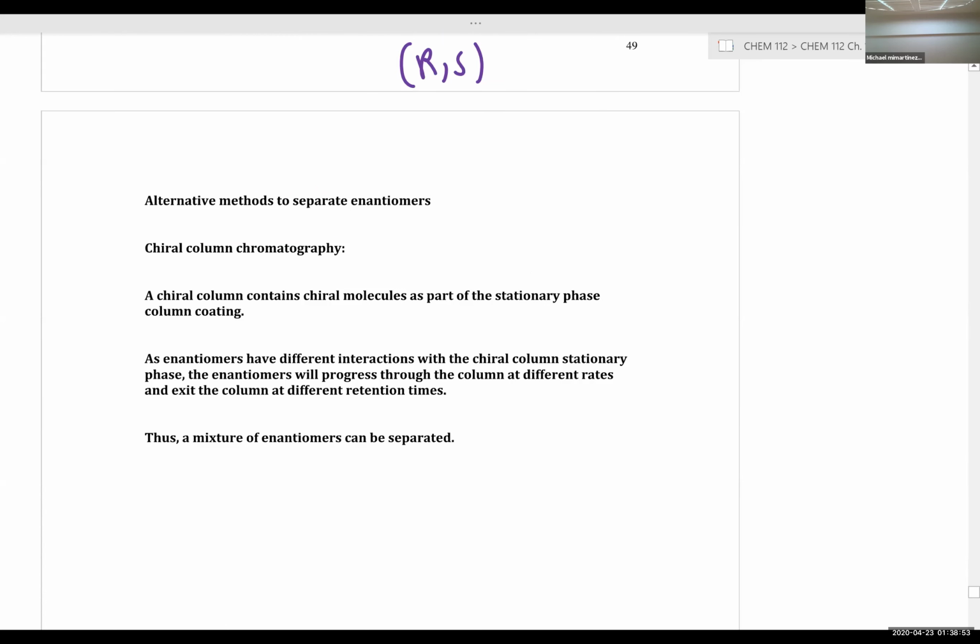So one of the other methods that's been expanding in popularity for very small scale determination of enantiomeric purity, in percent ee, is chiral column chromatography. A chiral column contains chiral molecules as part of its stationary phase column coating. So you have this chiral molecule coating.